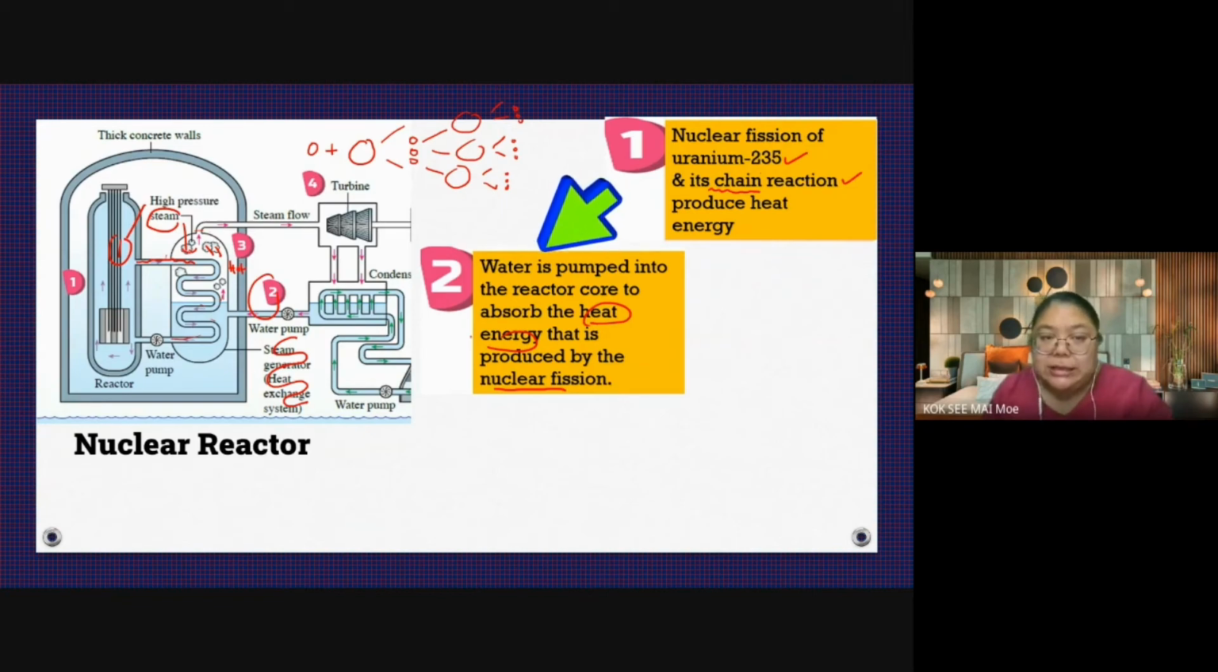Okay, because of the heat produced from the nuclear fission. So if the water becomes heated, it becomes steam. Okay, then after that, they're boiling, they produce the steam, go where? Go up until the steam flow. Okay, part 3 is the steam flow.